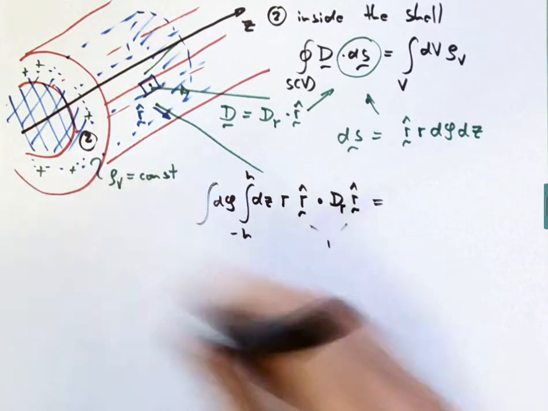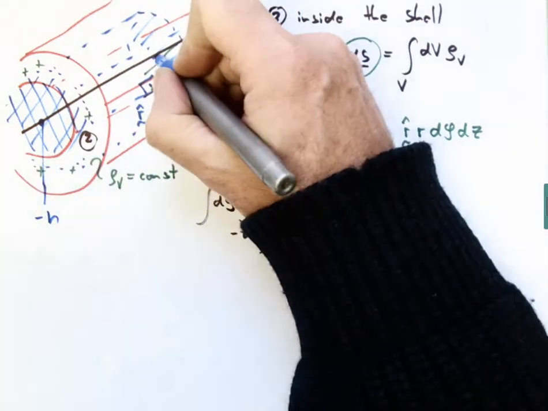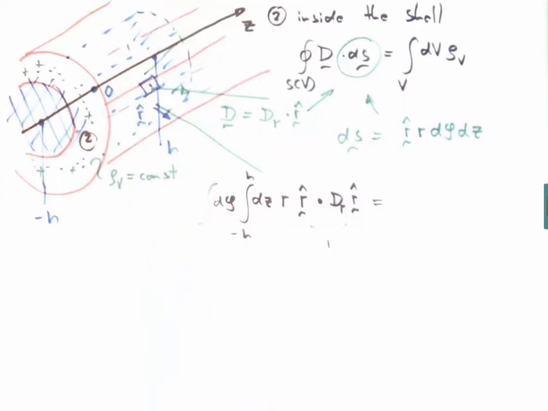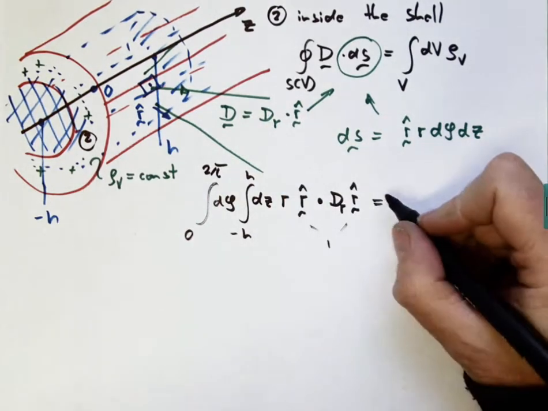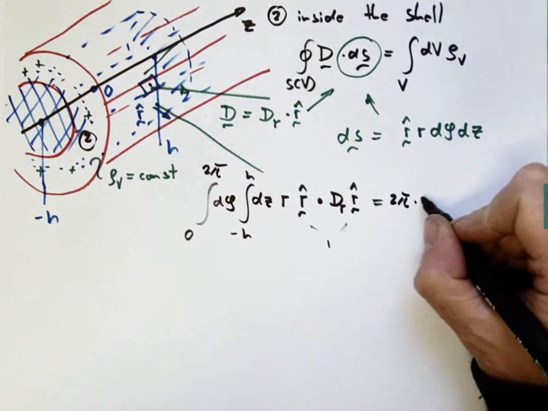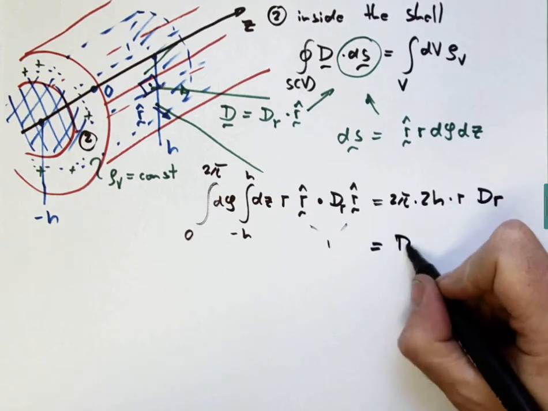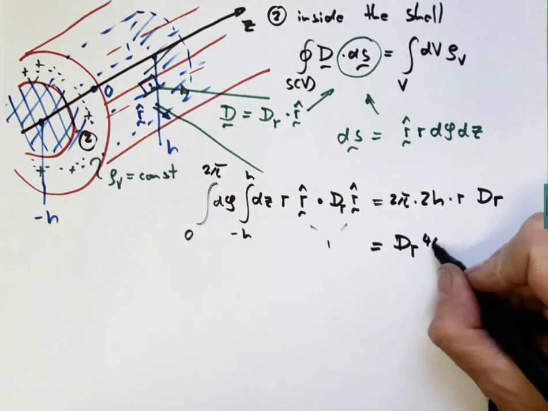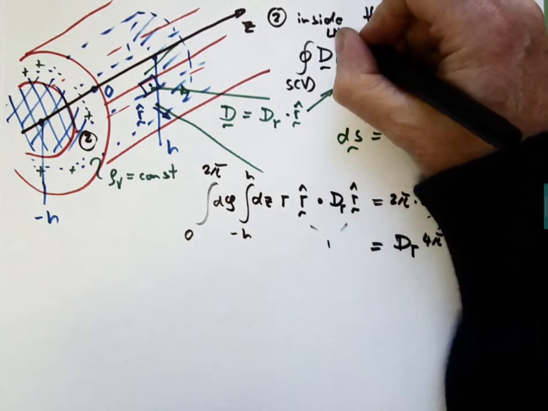So that's the Gaussian surface, so this is the minus h, and here on the other axis we have the plus h, and that assumes that the origin is somewhere in the middle. And the phi integration is from 0 to 2 pi, so we find 2 pi times 2h times r times Dr. So this is again equal to, as before, as in region 1, Dr times 4 pi h r. That's the left hand side of our solution.